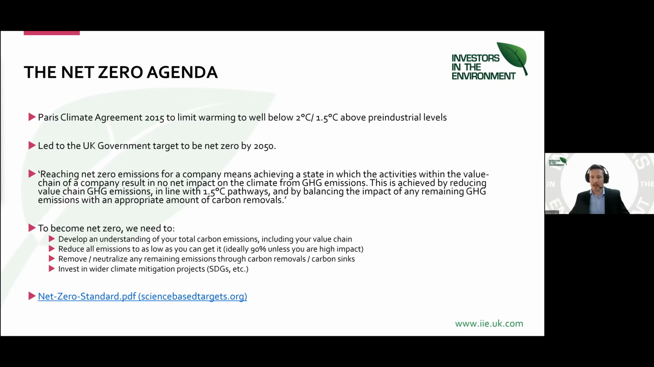So in order to become net zero, you need to first develop an understanding and measure of your total carbon emissions. That includes the emissions you have as an organization, but also where you have your influence, so your scope 3 or value chain. You need to reduce the level of emissions that are generated throughout your business activity across that value chain. You then need to remove or neutralize any remaining carbon emissions through either carbon removal or carbon capture systems or carbon sinks like natural infrastructure.